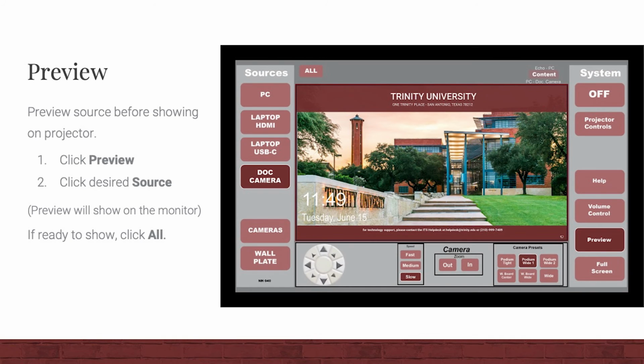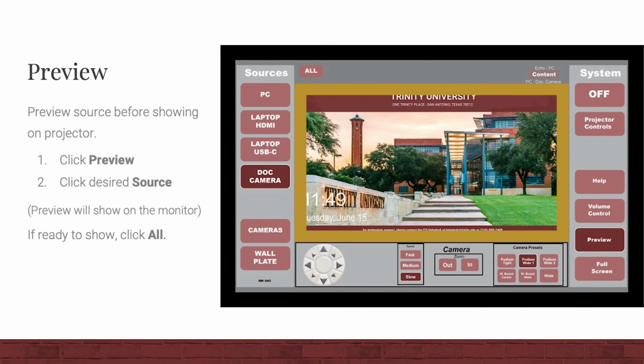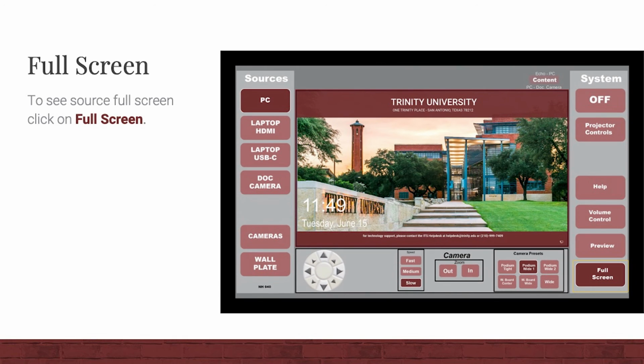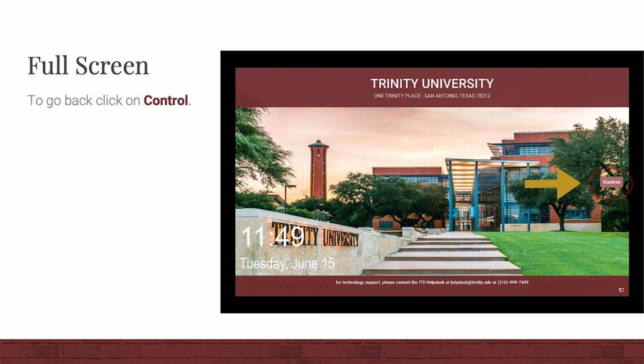Next, we have preview. Preview will give you access to preview any source before showing it on the projector. To use, click on preview and then click on the desired source. The preview will show in the middle of the screen. Once you're ready to show, click on all at the top left of the screen. The last button to the right is full screen. If you would like to see your source full screen, click on full screen. To exit full screen, click on the control button in the center right of the screen.